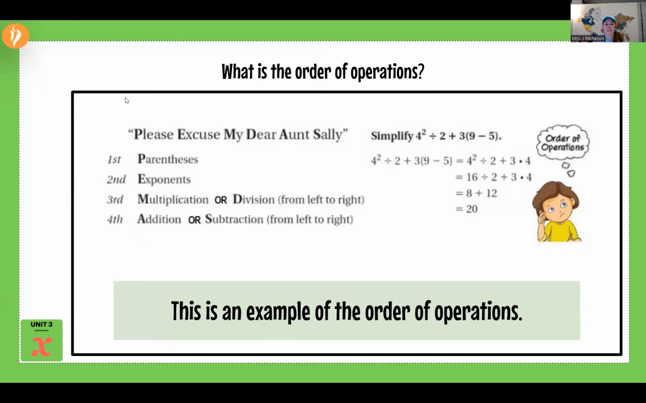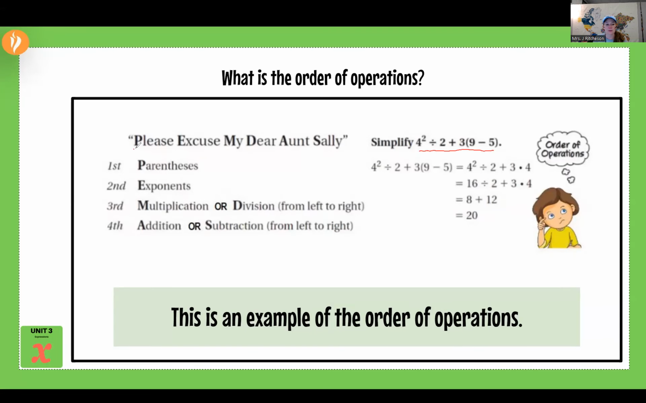So one way we can remember that order of operations is to remember the expression, please excuse my dear Aunt Sally. That will help you remember the order in which you have to do long expressions like this one. So the P stands for parentheses. You always do parentheses first, then you simplify exponents next. After that, you multiply and or divide. And now these, you do whichever comes first in the math problem.